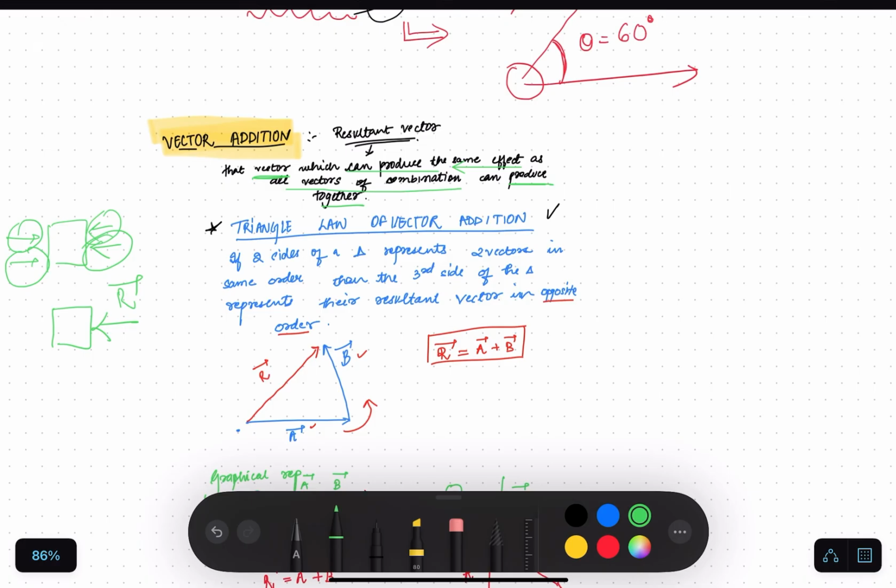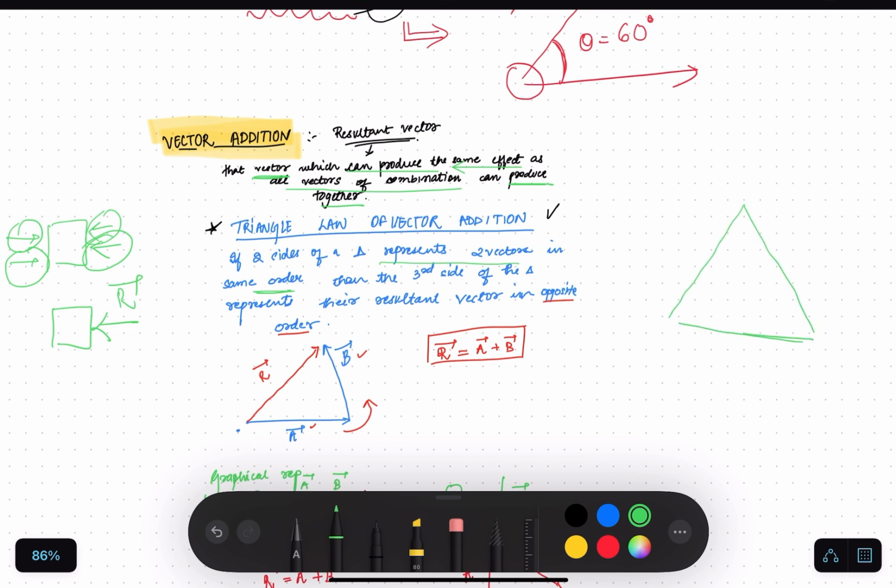So the first law is the triangle law of vector addition. What does the triangle law say? If two sides of a triangle represent two vectors in the same order, then the third side of the triangle represents their resultant vector in opposite order. What do I mean? I will draw another diagram for you here. Once again I'll repeat the definition. If two sides of a triangle, first of all let me make a triangle.